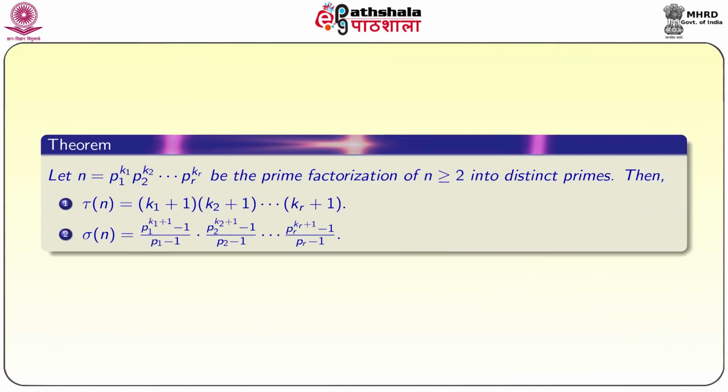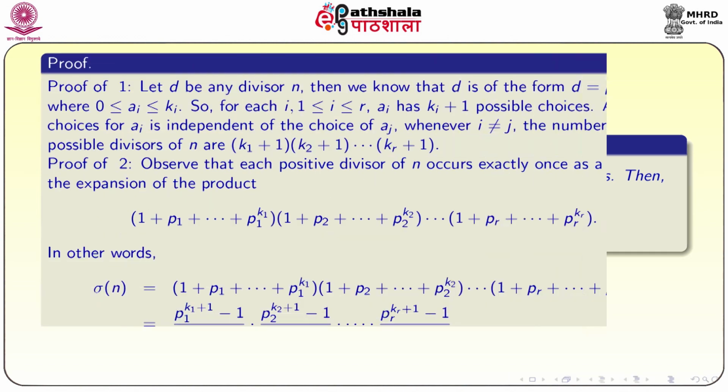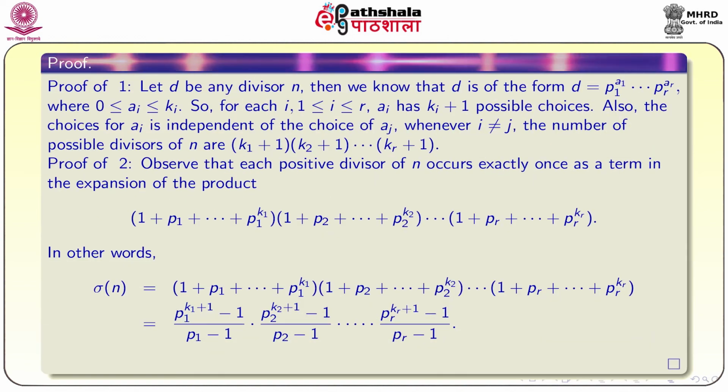Now, we are going to prove another theorem. Let n equal p1 power k1 into p2 power k2 and so on pr power kr be the prime factorization of n greater than or equal to 2 into distinct primes. Then tau of n is equal to (k1 plus 1) into (k2 plus 1) and so on (kr plus 1), and sigma of n is equal to (p1 power k1 plus 1 minus 1) by (p1 minus 1) and so on (pr power kr plus 1 minus 1) by (pr minus 1). So, the proof is very simple. We are going to first prove the first one, the tau of n value.